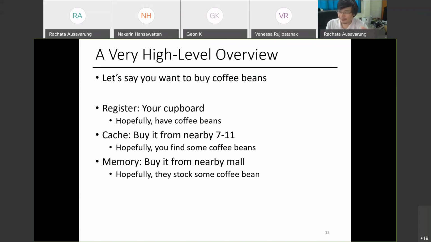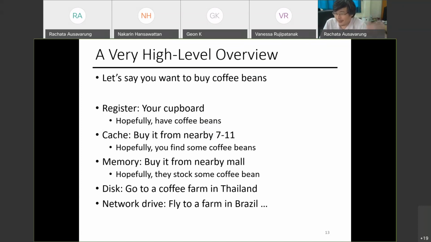That's your main memory. If they don't have it, you kind of cry in the corner and say, okay, if I really need it, I probably need to get it at the source. That's the disk. Or if the disk on your local machine, on your desktop, doesn't have it, maybe it's on Google Drive. That's even slower. So that's like you need to fly away from Thailand to get whatever you want. That's the high level overview of the memory hierarchy structure.